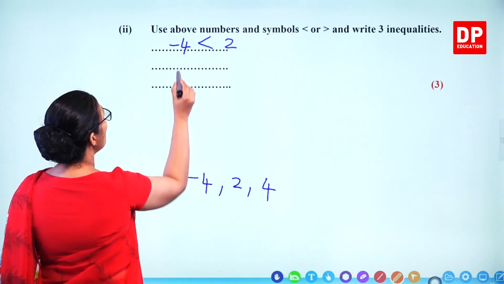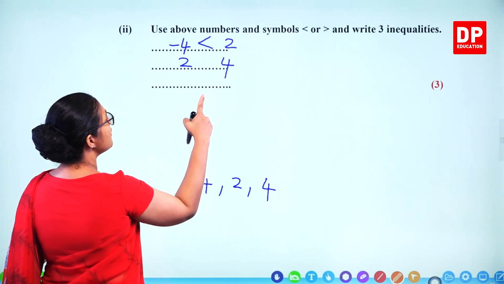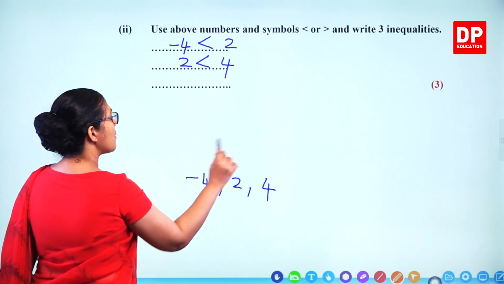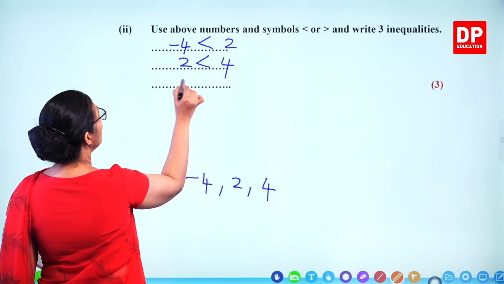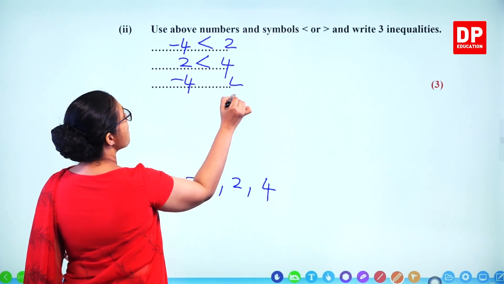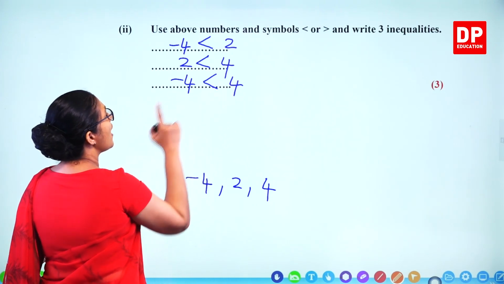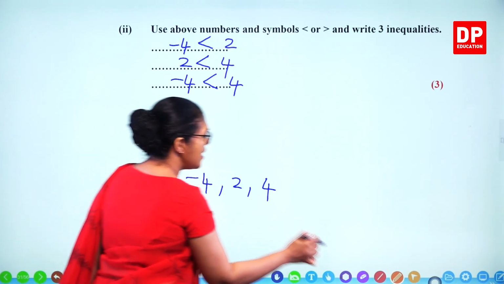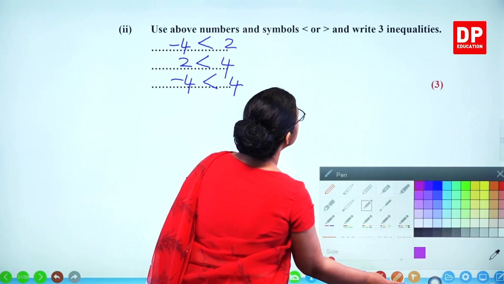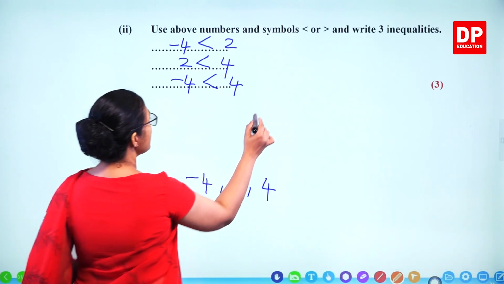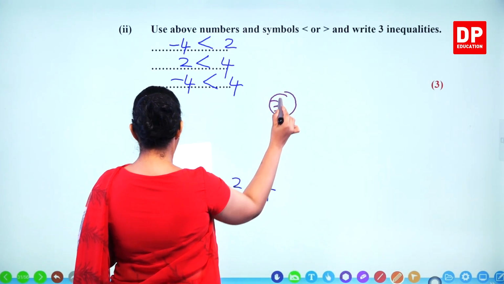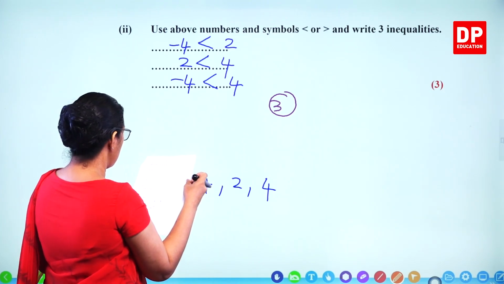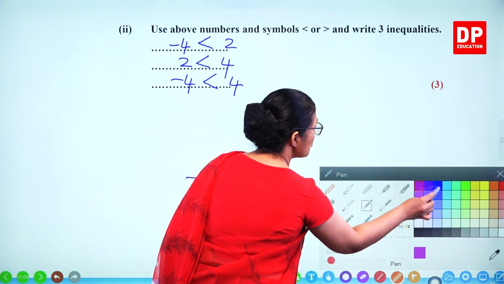Then 2 and 4. What's the inequality we can write? 2 is less than 4. If you take -4 and 4, what can you write? 4 is greater. So -4 is less than 4. So you can write any 3 inequalities. So you get 3 marks for that. This is part 2.